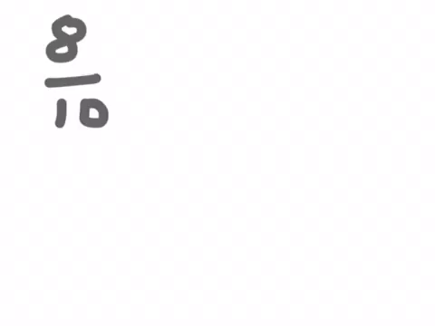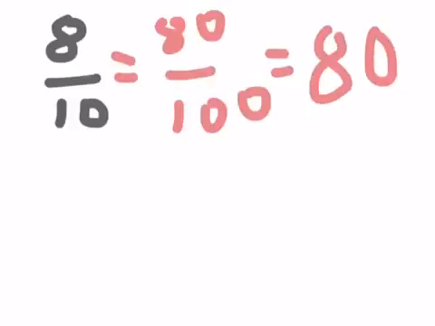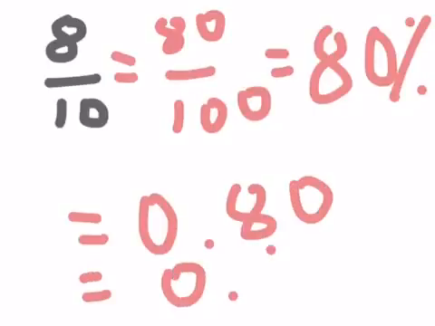My next example, if I'm given a fraction, 8 out of 10, I know that 8 out of 10 is the same thing as 80 out of 100, which would equal 80%. And if I wanted to think of that as a decimal number, 80% just means 80 hundredths. And I could also write 8 tenths because we know that that is equivalent. So all of these numbers, whether they be percents, fractions, or decimal numbers on this page, are all equivalent.